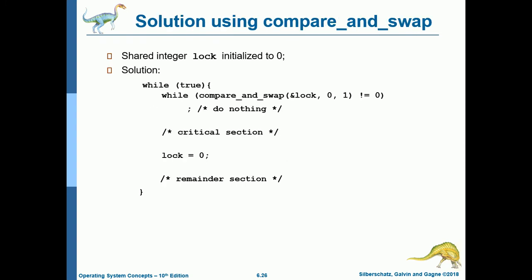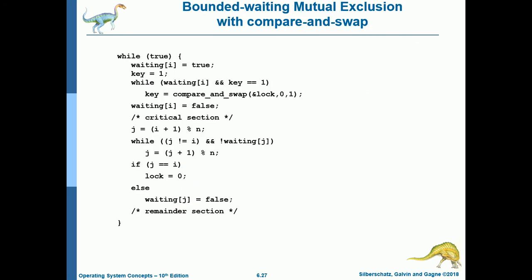So the solution using compare and swap: shared integer lock initialized to 0. While true, while compare_and_swap(&lock, 0, 1) is not equal to 0. So it's equal to 1, meaning, again, a process has already entered its critical section. And then if lock is equal to 0, then remainder section.